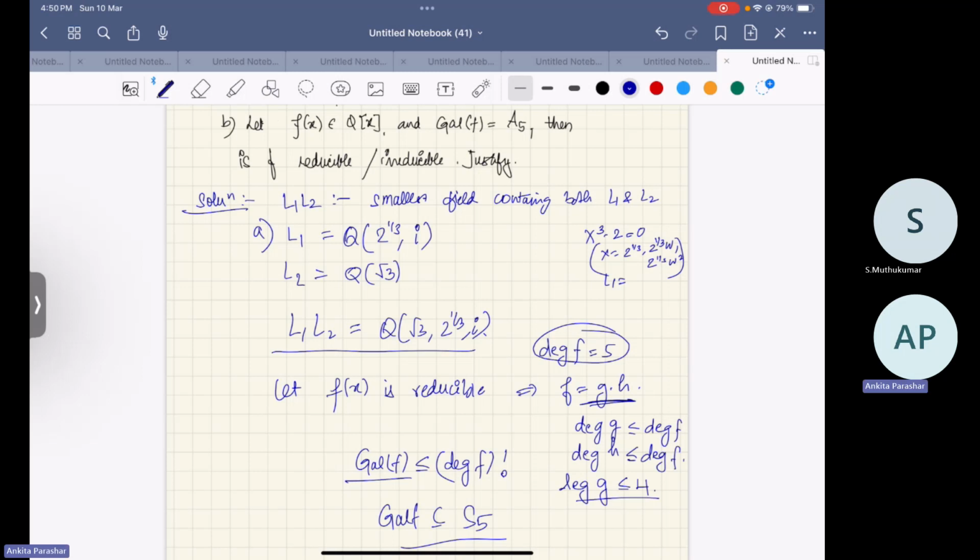So just if you look carefully, if some degrees are less than or equal to 4, they should tell what is the Galois group of those polynomials, right? If you have the degree, then you must know the Galois group also. Can we use that information to say that there is a contradiction?